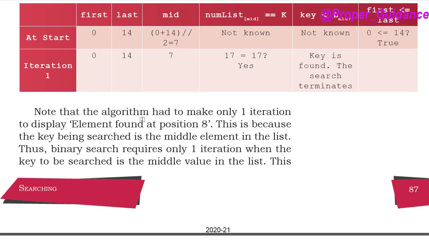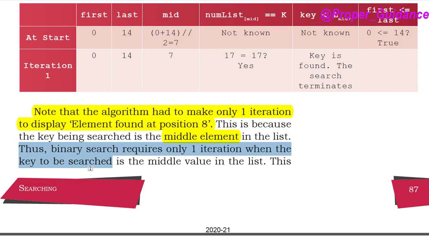Note that the algorithm had to make only one iteration to display element found at position number 8. This is because the key being searched is the middle element. When the key is the middle element in the list, the search is completed. If we used linear search here, we would have to go through 8 searches. But when we apply binary search, the searching time is very low. So binary search requires only one iteration instead of the 8 searches of linear search.